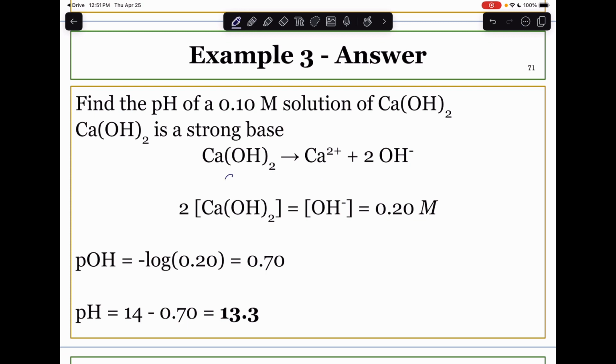So when I have 0.1 molarity of calcium hydroxide from the problem, that means I have 0.1 molarity of calcium ions, which I don't really care about in this problem, and then double that, 0.2 molarity of hydroxide ions. So when you take the negative log of this, that gets us pOH, and that's 0.70 is the pOH. Subtract that from 14, and this problem has a pH of 13.3.